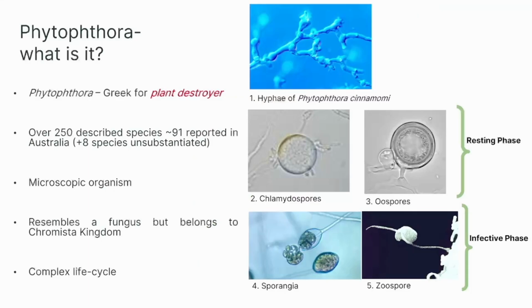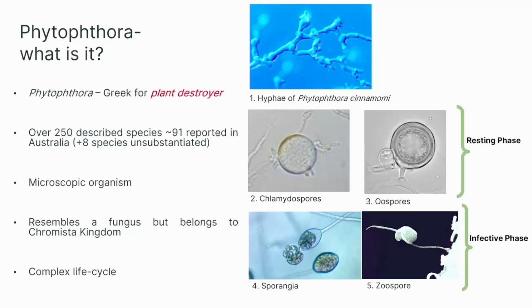So what is Phytophthora? The name gives us a clue. It's Greek for plant destroyer. There are over 250 described species globally, with only 91 currently reported in Australia. I think this is a really important point, and I'm going to come back to this later in my talk. It's a microscopic organism, and it does resemble a fungus.